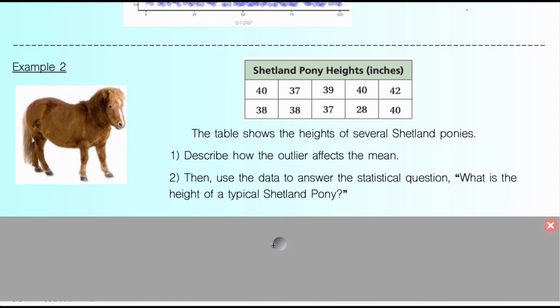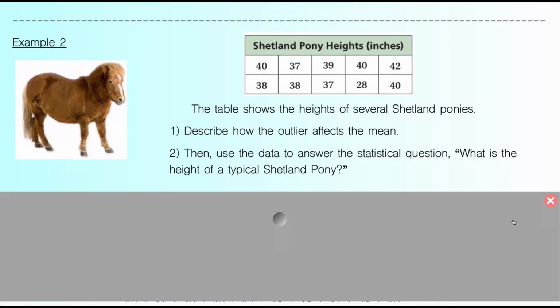And we're going to do two things. One, we are going to describe how the outlier impacts the mean of this data set. And then we're going to answer the statistical question, what is the height of a typical Shetland pony? We're going to try to give a single answer to that question.